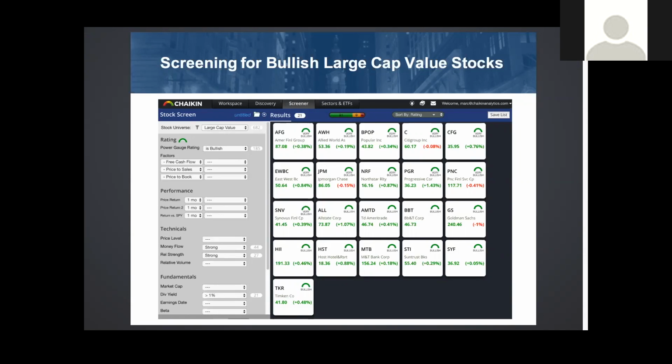So I'm looking for candidates for my buy list, for swing trading, options trading, or to put into my 401k plan. And I got 21 names. In about 20 seconds, I filtered a universe of large cap value stocks from 700 down to 21 that met my criteria. Most of them are in the financial sector.